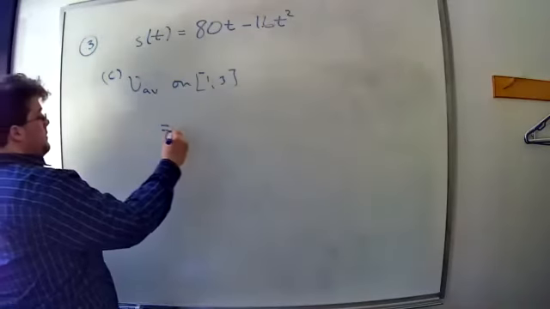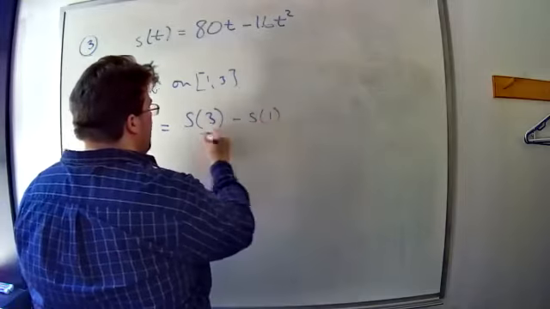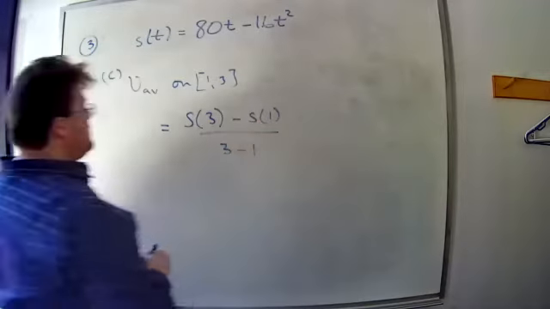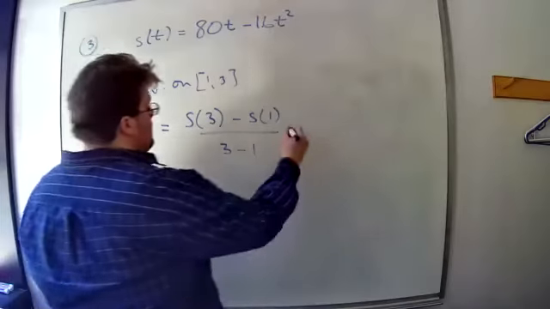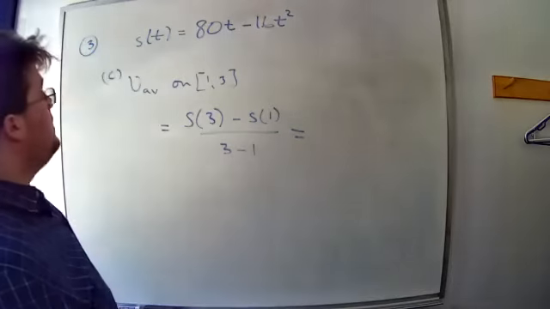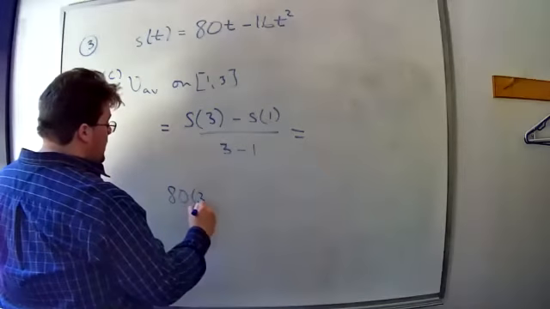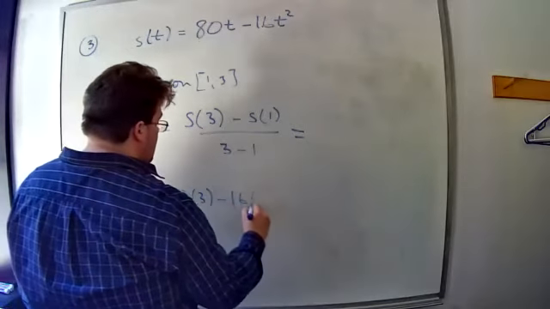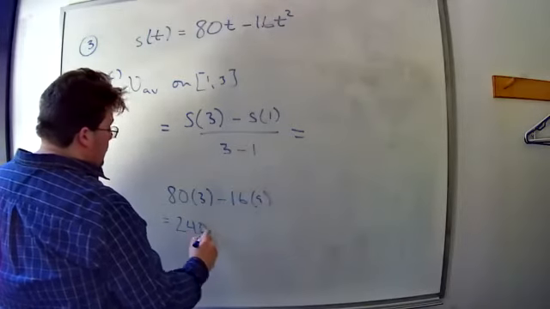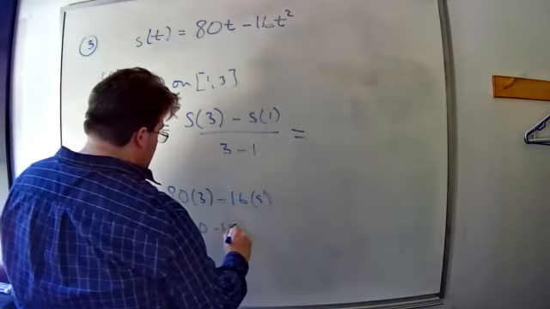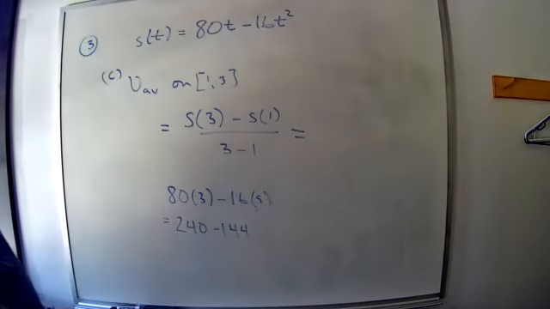On 1 to 3, the average velocity equals the change in position divided by the change in time on 1 to 3. The position at 3 is what? The position at 3 is 80 times 3 minus 16 times 9. 80 times 3 is 240. 16 times 9 is 144, and 240 minus 144 is 96.